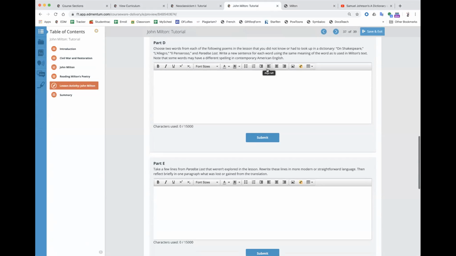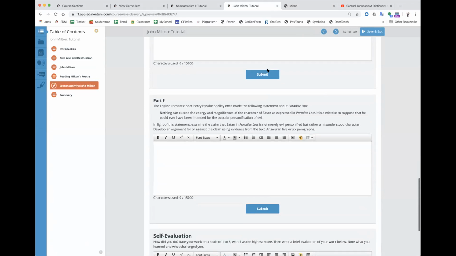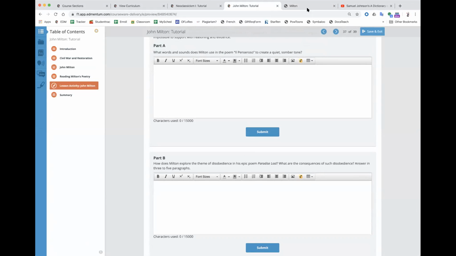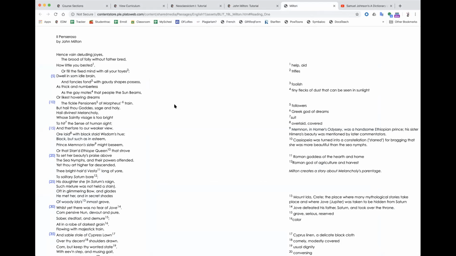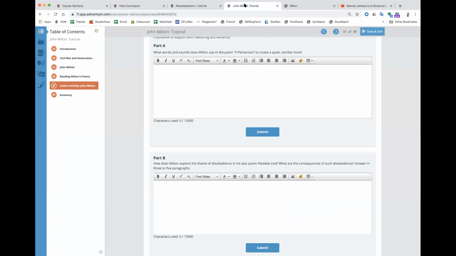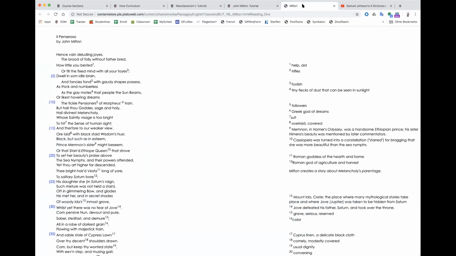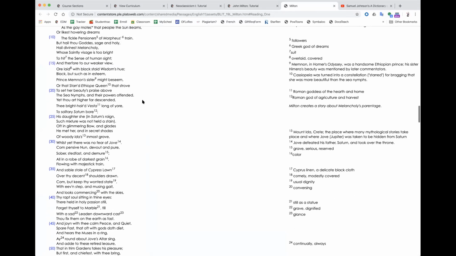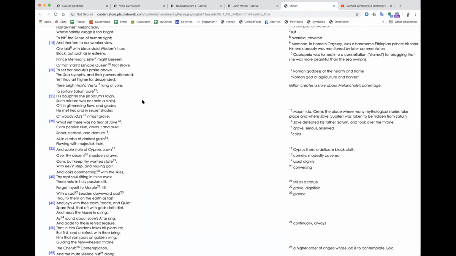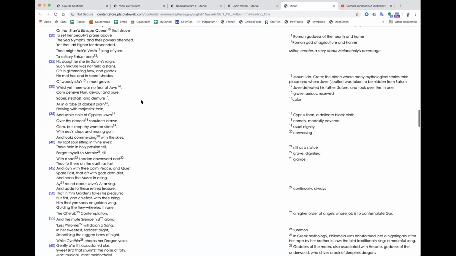And then really the main focus is about Paradise Lost for the rest of the lesson activity. So I'm not going to read through the whole poem. Please read through it, but think about how words and diction really play into tone. So again, you're looking for a quiet and somber tone. I'm just looking to see where I can find some of the examples that I have.